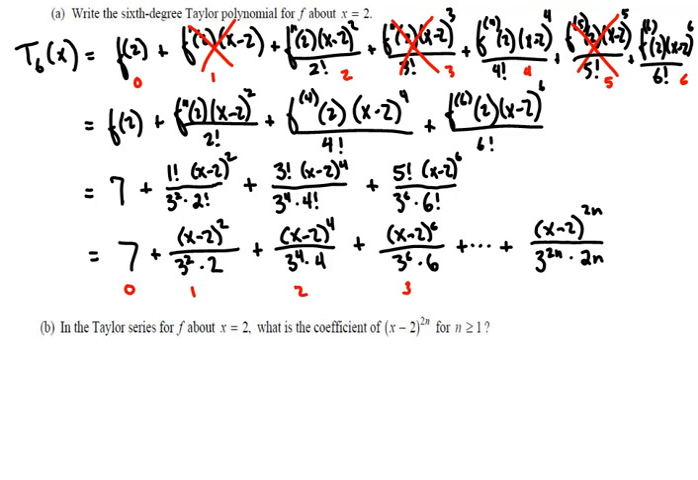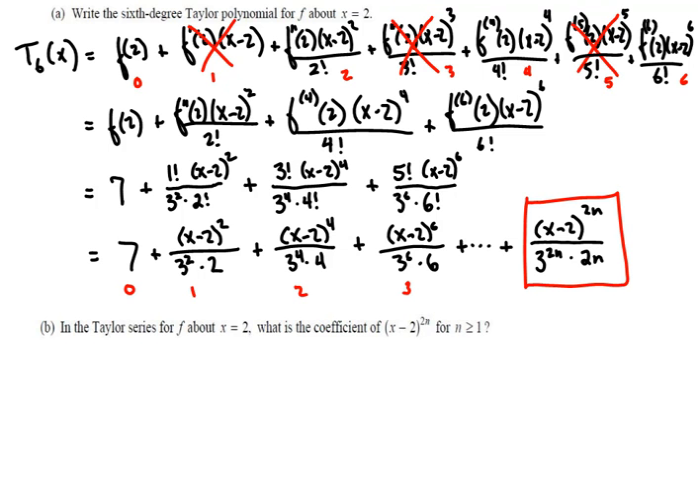Now in part B, it says in the Taylor series for f about x equals 2, what is the coefficient of (x minus 2) to the 2n? And what this is really asking for is the coefficient for the general term, because the general term is going to involve (x minus 2) to the 2n. And actually we did the work for this even though we didn't realize it above.